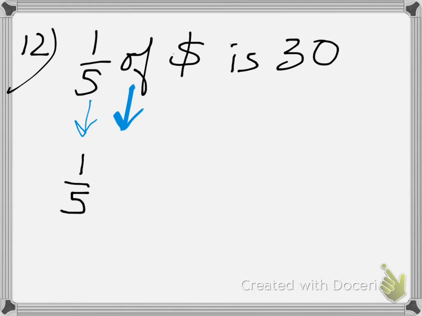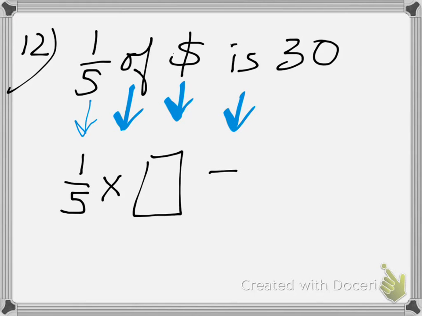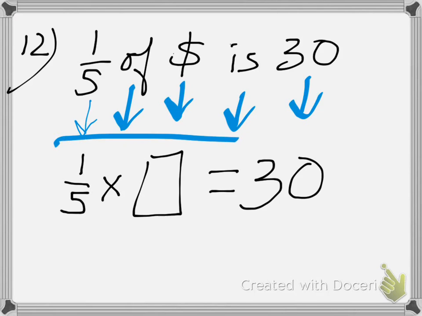means multiply, so times, then the amount of money in the cash box is something we don't know. So we can simply put a box there, and then is becomes equals. And then the 30, we're going to take 30 and write that right here. So we have a multiplication problem going this way.